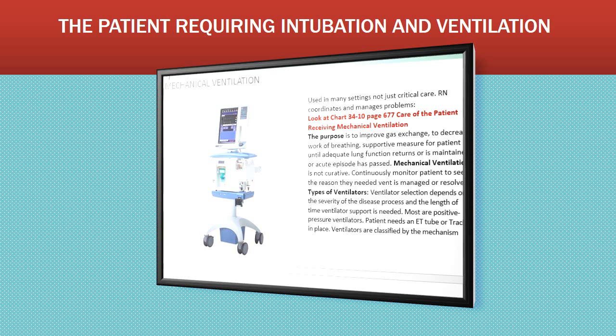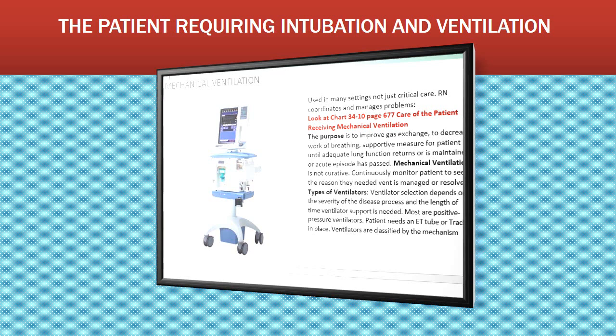There are different types of mechanical ventilators. The ventilator selection depends on the severity of the disease process and the length of time that they're going to need the support. Most mechanical ventilators are positive pressure ventilators. Patients need to have an ET tube or a trach in place to use a ventilator. That just makes sense. In your notes, I've included ventilator modes and a little bit more about understanding ventilators, like pressure cycle ventilators and time cycle ventilators, that you are more than welcome to read.